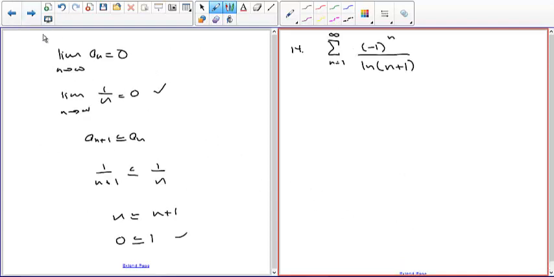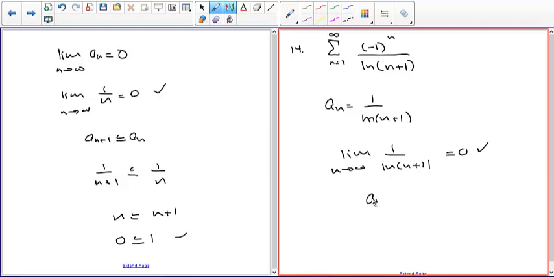Okay, let's look at another one. In this case, a sub n is equal to 1 over the natural log of n plus 1. Does the limit of 1 over the natural log of n plus 1 as n goes to infinity equal 0? Yes, because you'll have the natural log of infinity plus 1, which is going to be infinity. So you get 1 over infinity again.